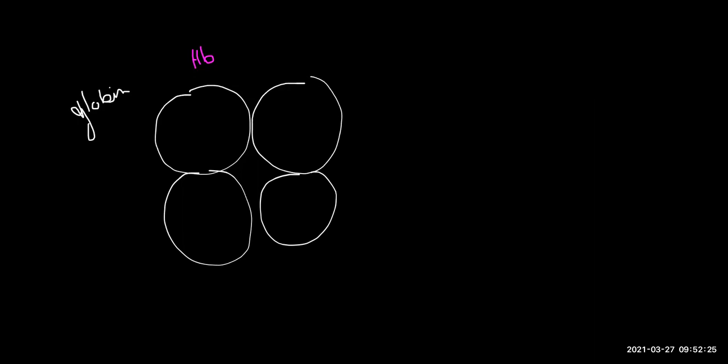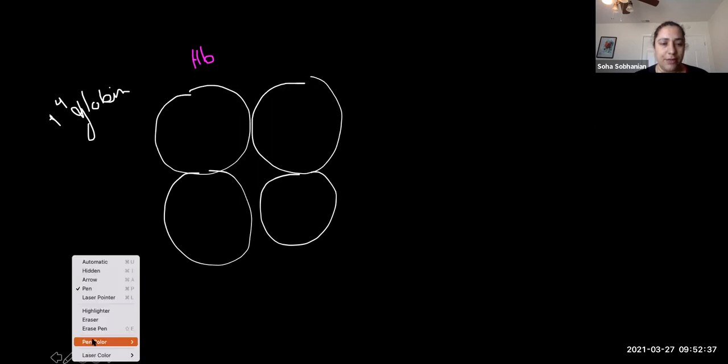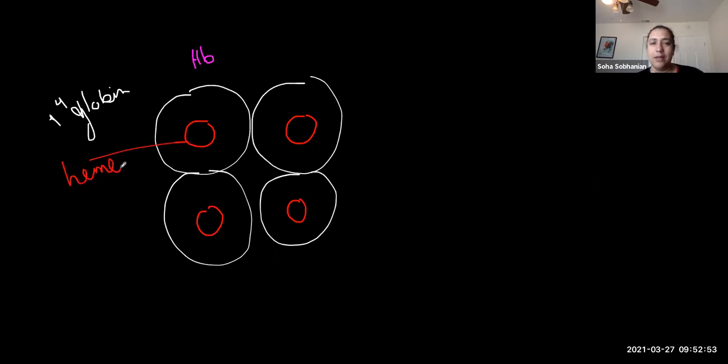Globin. So there are 4 units of globins. So 4 globin. At the center of each of the globin, as I say in red, you have another structure. And these red colors are depicting what? They're depicting our heme, right? Which is the red color of my red blood cell.